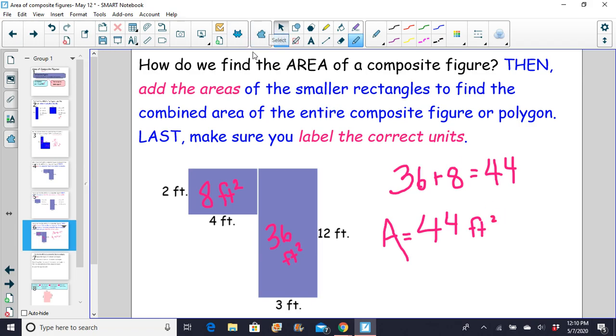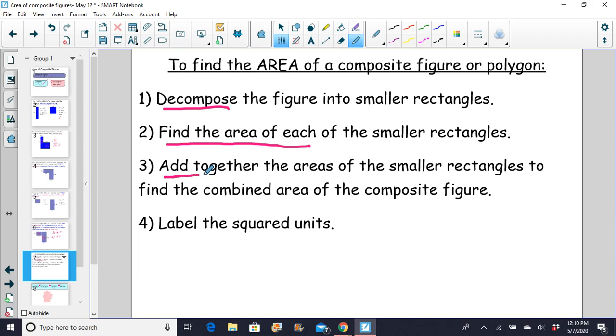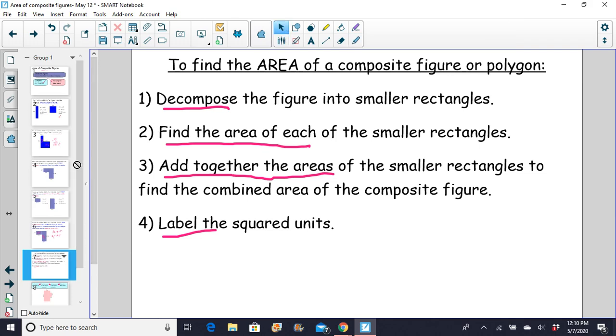So as a review for our steps, what did we do? Okay, to find the area of a composite figure or a polygon, we decomposed the figure into smaller rectangles. We found the area of each of the smaller rectangles. Then we added together the areas of the smaller rectangles to find the combined area. And lastly, we labeled our squared units. So 4 steps to success in finding the area of a composite figure or a polygon. We're going to try 2 more examples here.